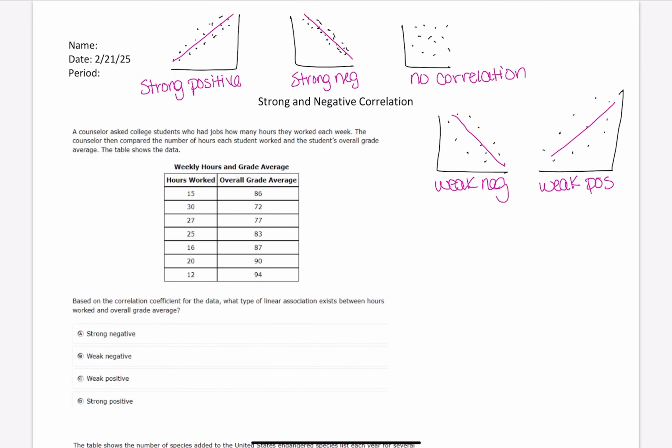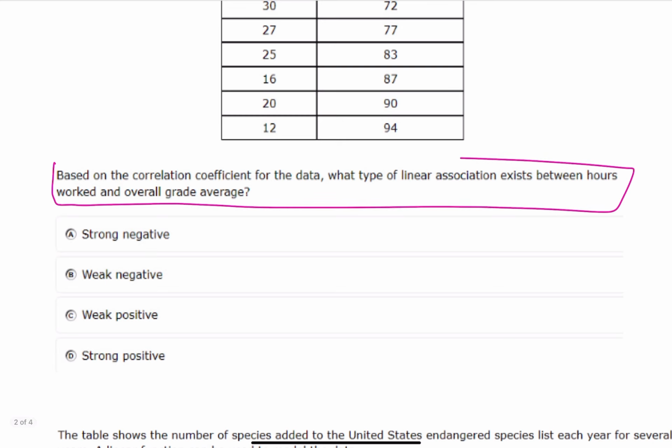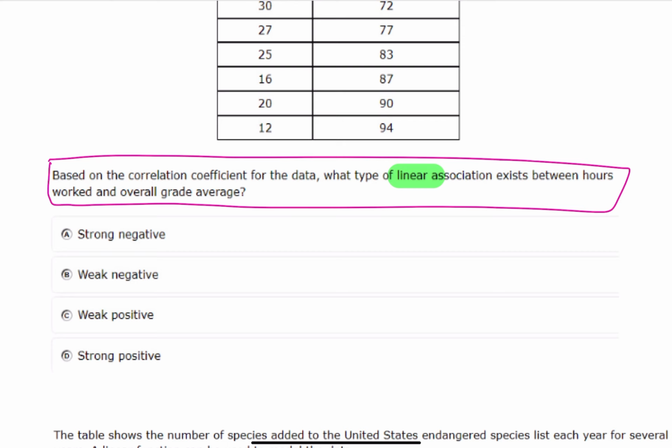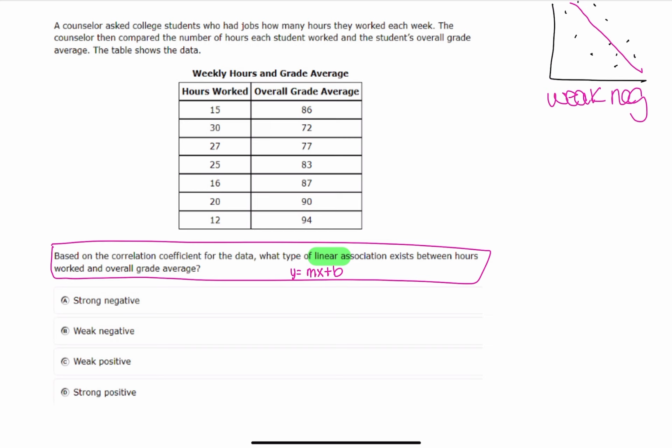Now, on a word problem, we go straight to the question. So that's going to be here. What type of linear? Linear is going to be our key word, and that's mx plus b, right? So that's y equals mx plus b for linear. It's a straight line. So anytime we see a word problem, we go straight to the question.